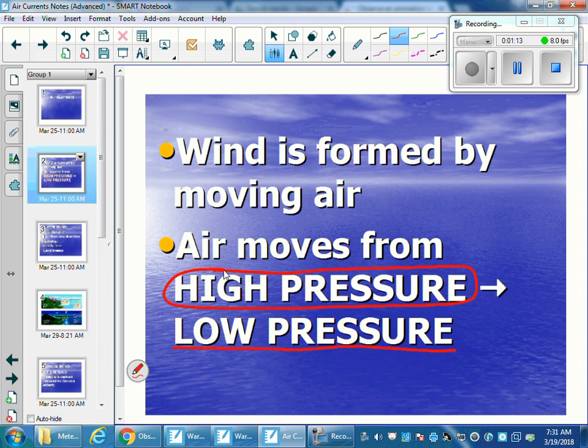This is similar to the idea of diffusion, which is, for example, like food coloring in water, it's going to spread out, or a scent in a room, it's going to spread out. So air likes to move from areas of high pressure to areas of low pressure, and when it does this, this creates wind.